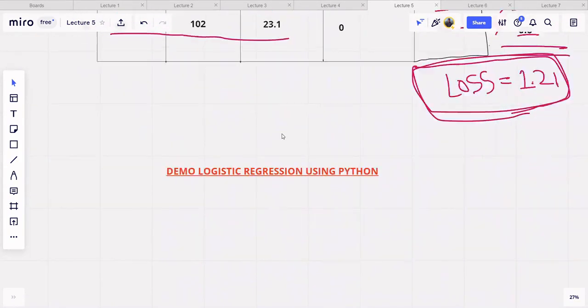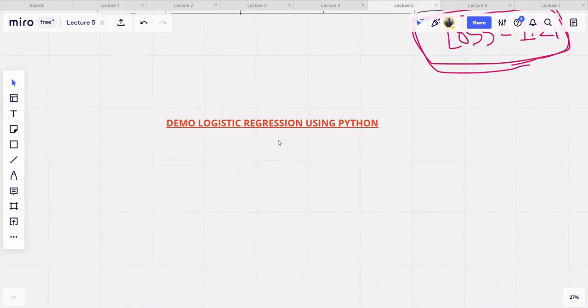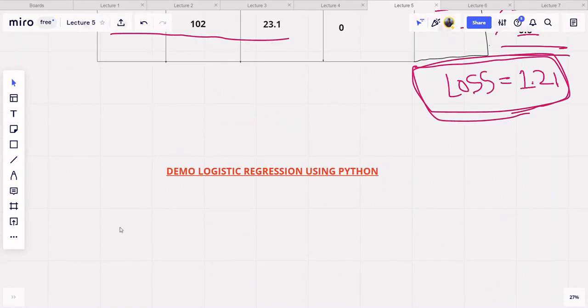In our next lecture, I will try to implement logistic regression using Python.